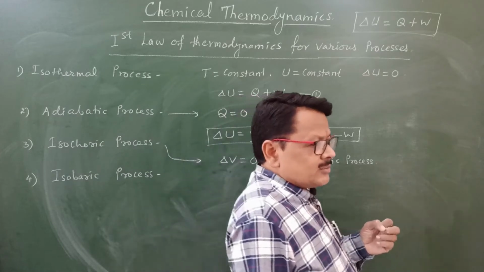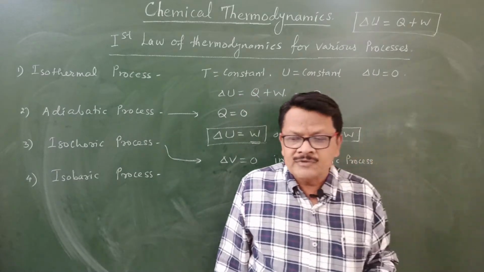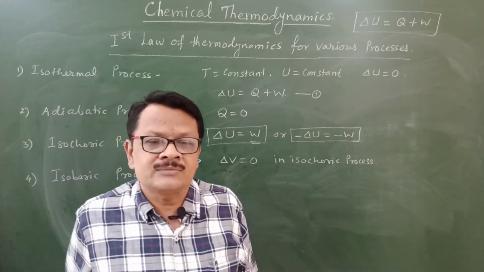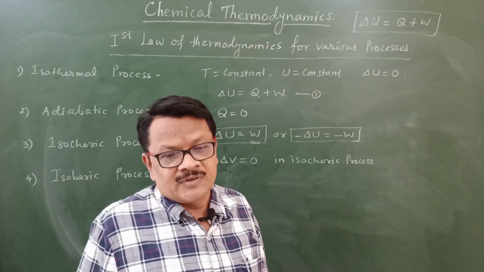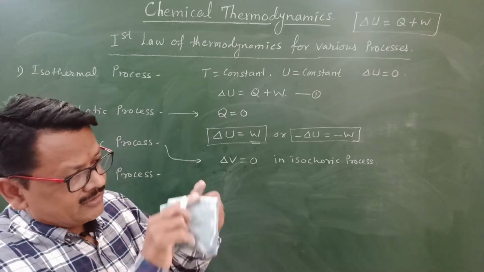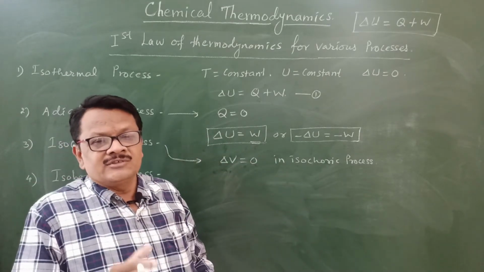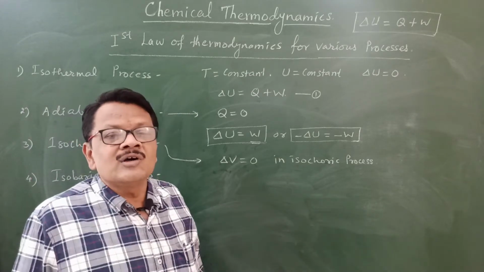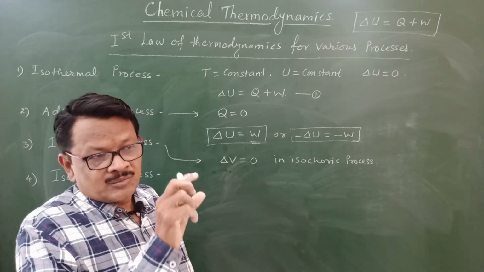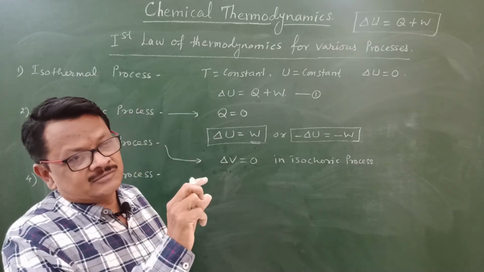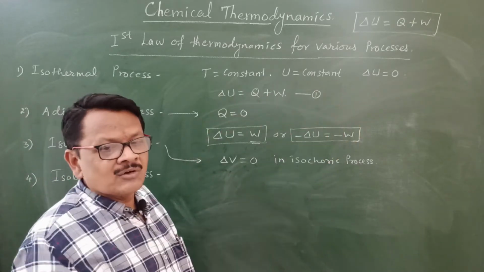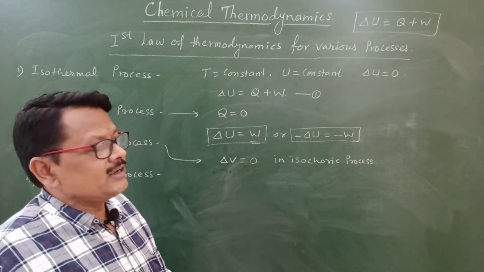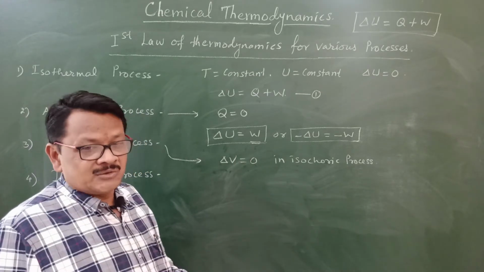How is this isochoric process carried out? Generally, this isochoric process is carried out in a closed container, in a sealed container. Any process taking place in a sealed container means there is no increase and no decrease in the volume of the container, so volume remains constant, initial volume and final volume remain constant. Therefore, change in volume in isochoric process, delta V, is equal to 0.